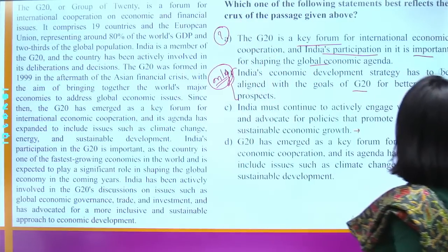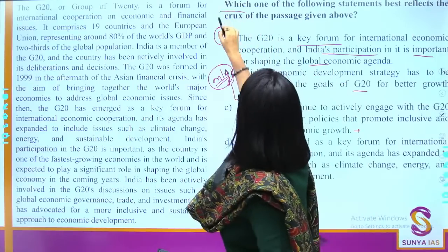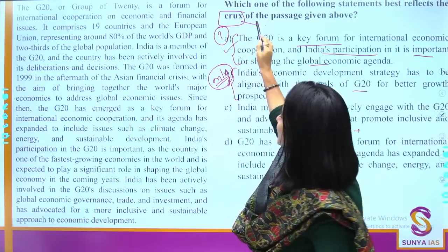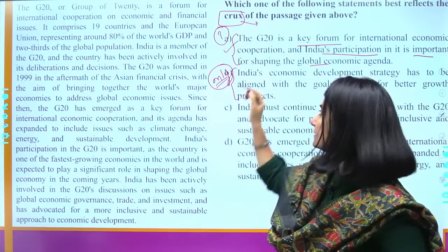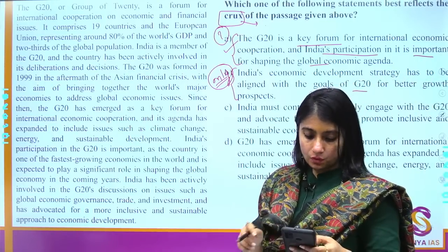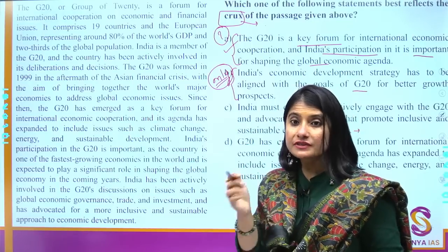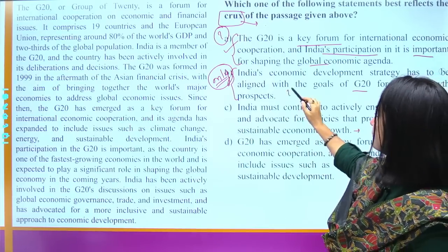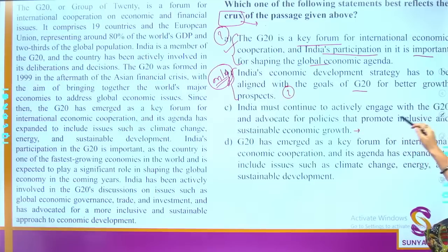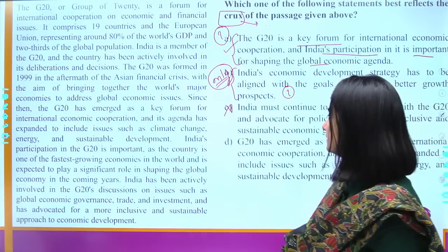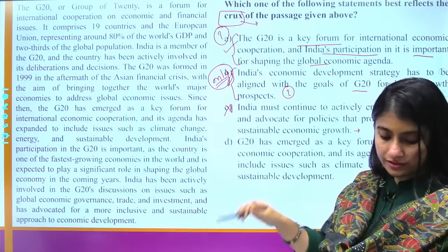What is asked? Crux is asked. So if central idea was asked, this would have been the option. But as crux is asked, our answer will change. What is the crux? The most important part. So let's put a question mark. India must continue to actively engage with G20 and advocate for policies that promote inclusive and sustainable growth. Now, it is one of the agendas, so we just don't have to push for it. It is already one of the agendas.